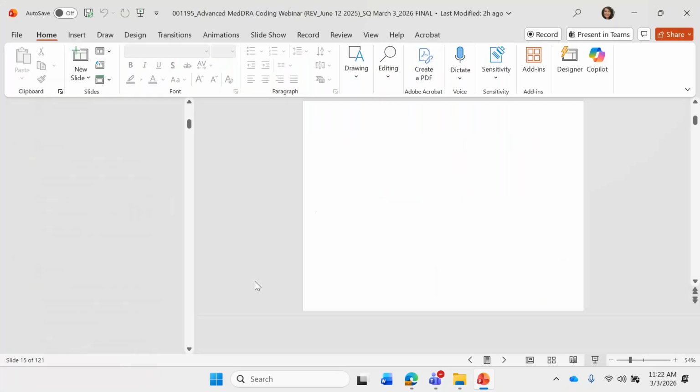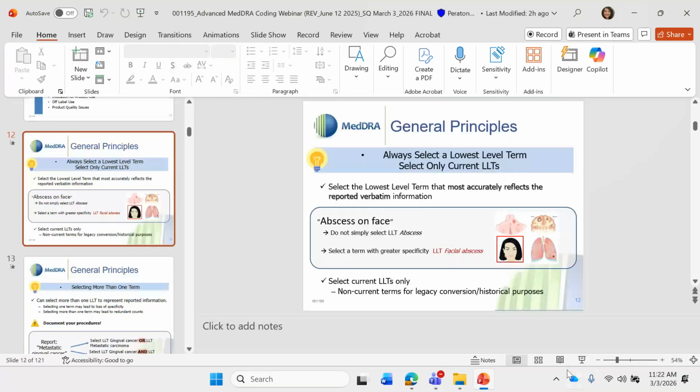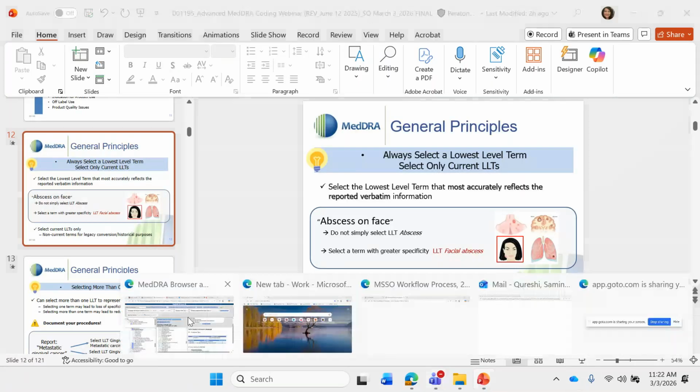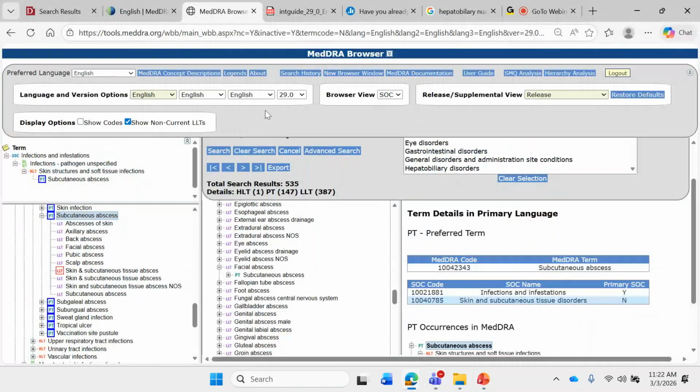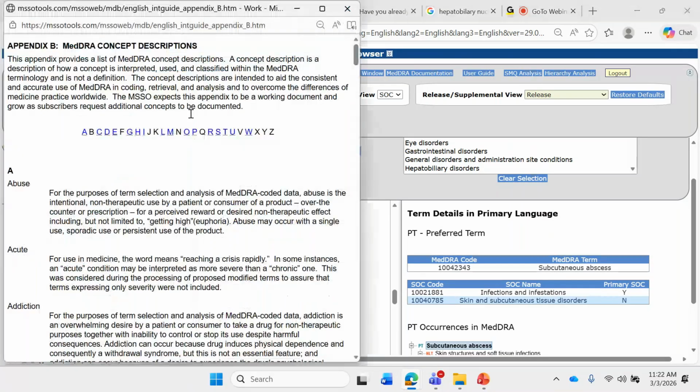Of course you can access these in the MSSO browsers, and let me show you where concept descriptions reside. So here we are logged into our MedDRA web-based browser. Again, at the very top, you have various blue panels. And the very first panel, as you look at the browser, is labeled MedDRA Concept Description. So I'll click on that. And here you see all of the terms that do have concept descriptions. And you have an alphabetical listing at the top.